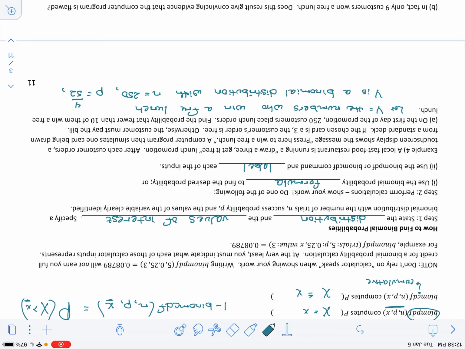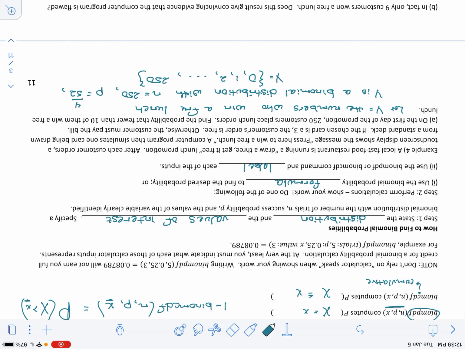And then the values of the variable clearly defined. Now, Y can take on lots of values. When it's binomial, you could have no successes, or 1 success, or all the way until n successes. It is unlikely, but theoretically possible to have 250 winners that day. So I'm listing them all out.